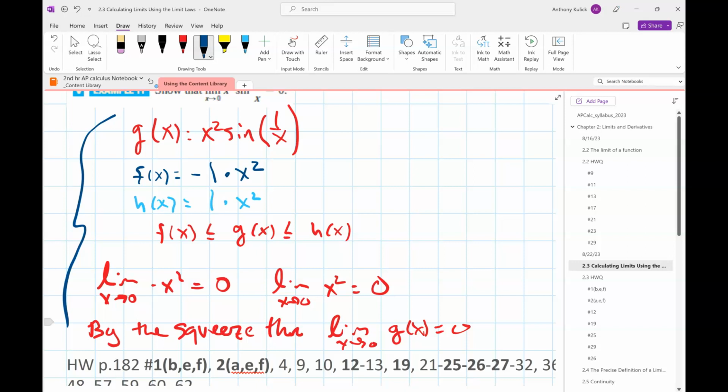This was the solving part right here, when I did those two limits. They're just really easy limits to do, which is good. When I set up my squeeze theorem, I want to pick f of x and h of x so that the limits are really easy to take.